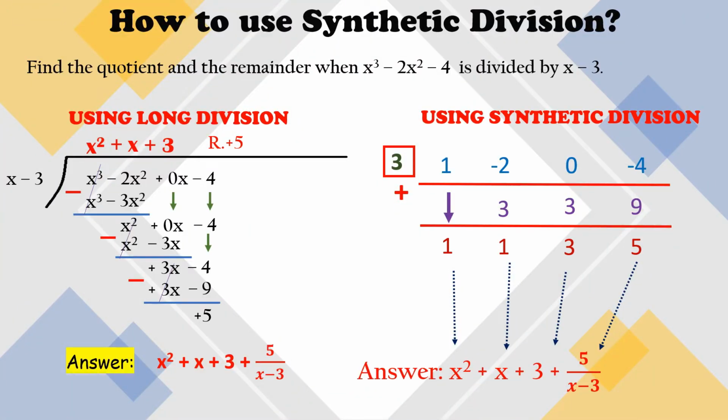So looking at the solution side by side, you will have this one. The first one is using long division and the other one is using synthetic division. So obviously, we will have the same answer, which is x squared plus x plus 3 plus 5 over x minus 3. If we look at this, using synthetic division is easier and shorter than long division.